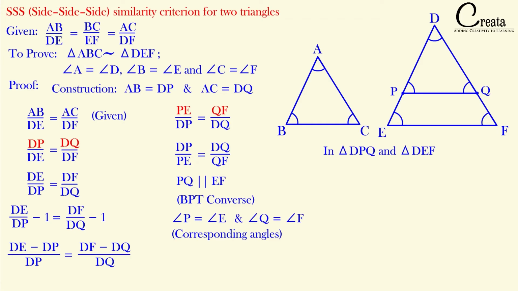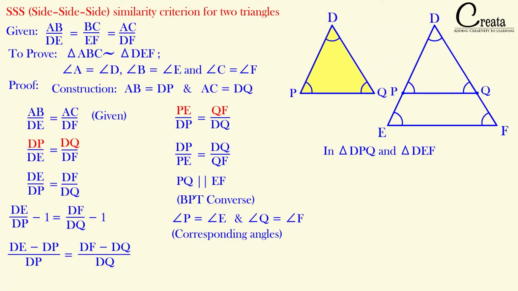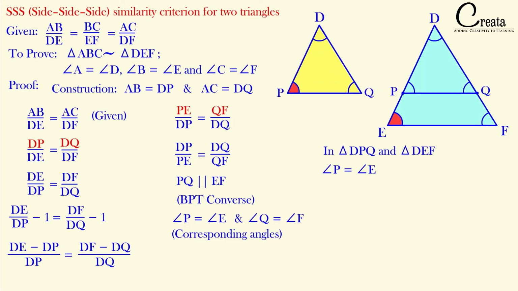So welcome back. Let's observe both the triangles. Let's segregate the triangle DPQ for easy comparison. Here angle P and angle E are equal, the same just we have proved as equal, and angle Q and angle F are also equal. Further, angle D is common in both the triangles, so angle D is also equal in both the triangles. So by AAA criteria, we can say both the triangles are similar to each other. All the three angles are equal, so we can say both the triangles are similar to each other.